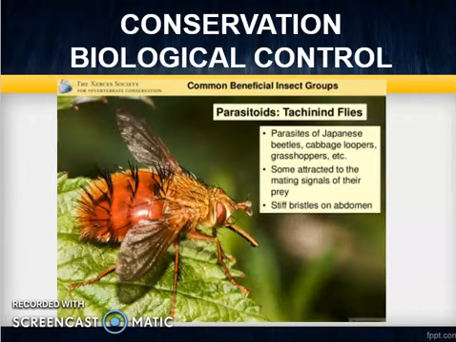Okay, next slide. Discussion on this slide is about another example of a group of beneficial insects, that we call tachinid fly. The characteristic of this tachinid fly: parasites of Japanese beetle, cabbage looper, grasshopper, and many more insects can be attacked by this tachinid fly. Some are attracted to the mating signal of their prey and have stiff bristles on the abdomen.